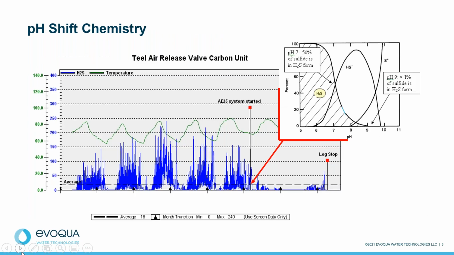This graph measures real-time hydrogen sulfide gas at the control point of an Alkagen application, and it really illustrates how quickly that sulfide form shifts once pH chemistry is introduced. Before the system was started up, we were averaging around 50 ppm, and almost immediately on startup, the gas drops significantly and starts averaging less than 10 ppm. You can really see the point at which the pH shifts above the 8.5 to 9 range, and that sulfide shifts into its non-volatile form.